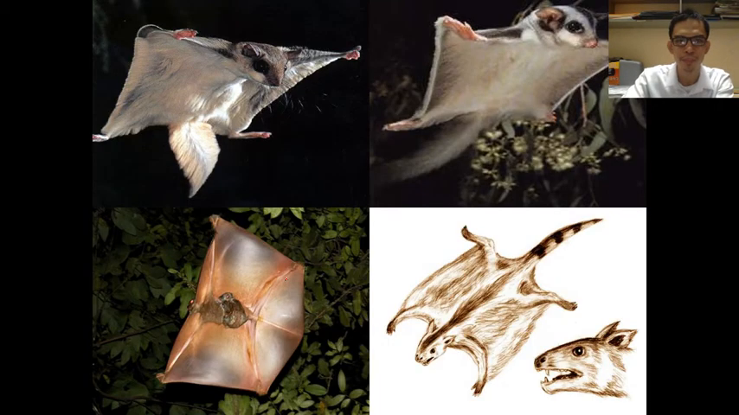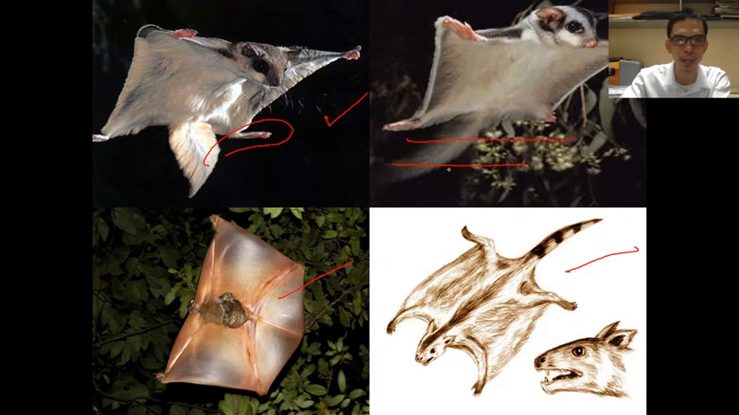Next one. Flying lemurs. This is one example of parallel evolution. Flying lemur, flying squirrels. A flying squirrel is part of the rodents, while this one is a mammal. Their ancestors evolved or developed one particular organ which is similar, which is the ability to glide. This is the sugar glider.